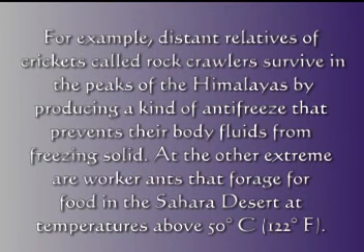For example, distant relatives of crickets, called rock crawlers, survive in the peaks of the Himalayas by producing a kind of antifreeze that prevents their body fluids from freezing solid. At the other extreme are worker ants that forage for food in the Sahara Desert at temperatures above 50 degrees Celsius or 120 degrees Fahrenheit.